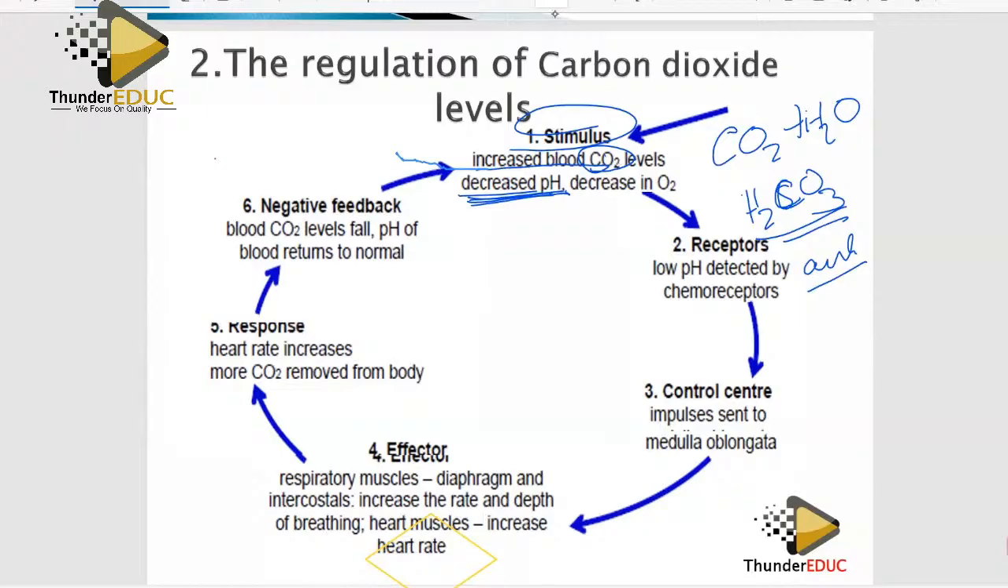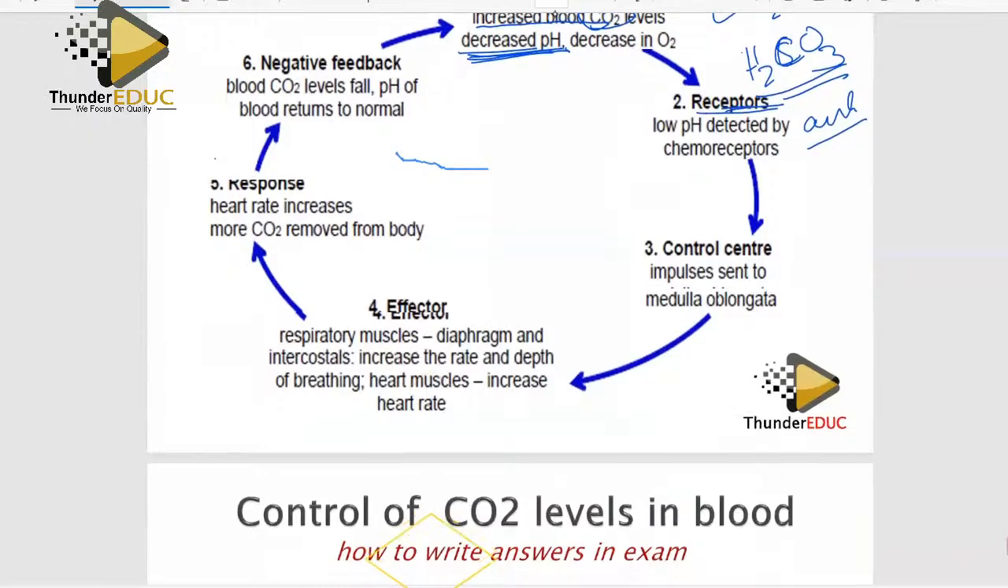Now the receptors for low pH will detect it. That is the chemoreceptor. The moment the low pH is detected, the impulse is sent to the medulla oblongata. Remember, the medulla oblongata is responsible for involuntary actions, like the heartbeat and the breathing. So the impulse is sent to the medulla oblongata. What is the medulla oblongata going to do?